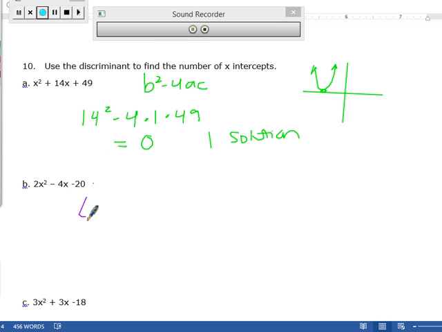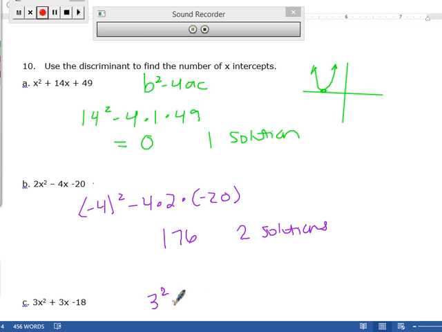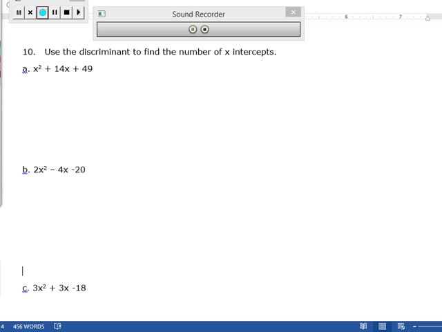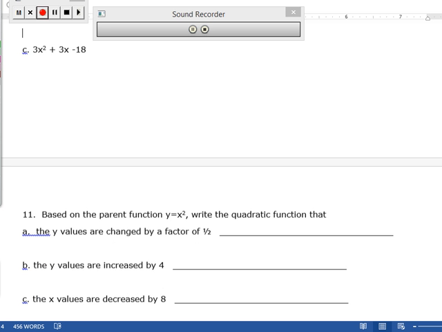Be careful here. B squared, in parentheses, minus 4ac. When you do that, you get 176. So that would mean 2 solutions. B squared minus 4ac, and that actually comes out to be 225, which again would be 2 solutions. I know you're thinking, what about a negative, Miss Baker? You skipped that part. We will get to that actually in number 12. So just hold your little horses for a couple more minutes.